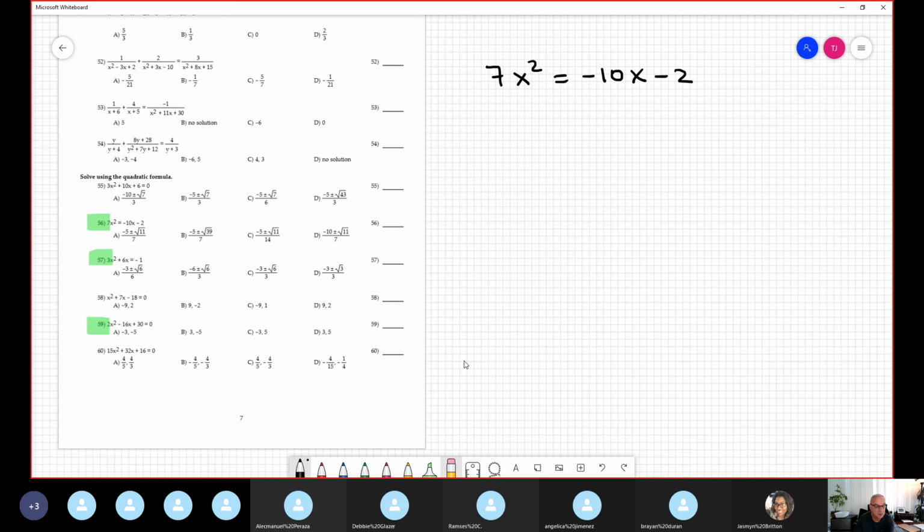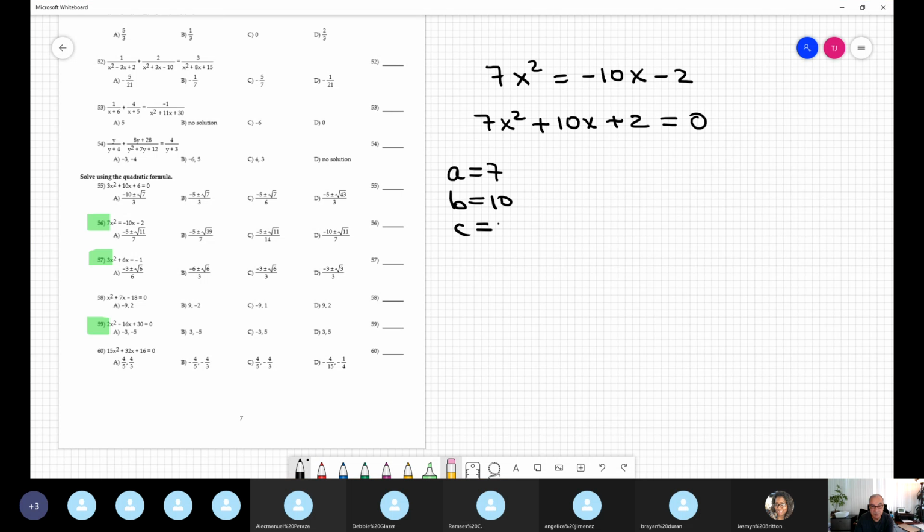It's a quadratic equation. The clue that indicates it's a quadratic equation is the exponent 2. But obviously it's not expressed in standard form, so you move everything to the left. Ready, standard form. Now A is 7, B is 10, and C is 2. Copy my formula.